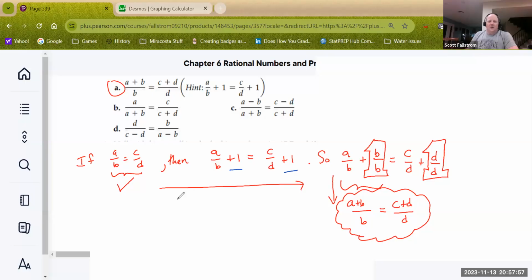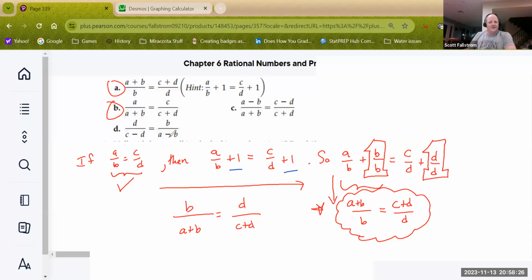Perfect. Okay, so if I was going to B, I would say, I know this is true. And then anytime these two things are true, what can I do? I could rewrite them. I could take the reciprocal of both sides. And the reciprocal of both sides allows me to rewrite it as B over A plus B is equal to D over C plus D.